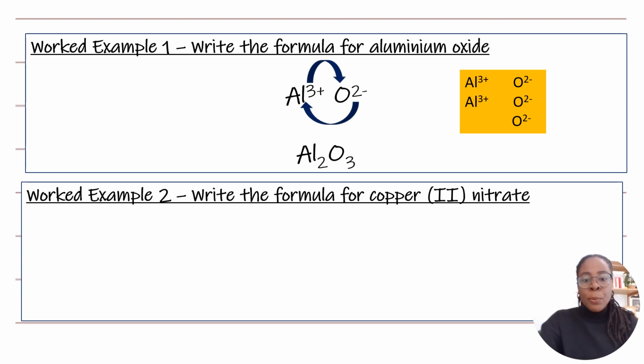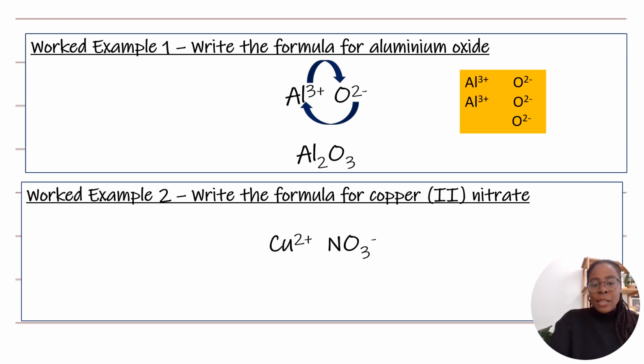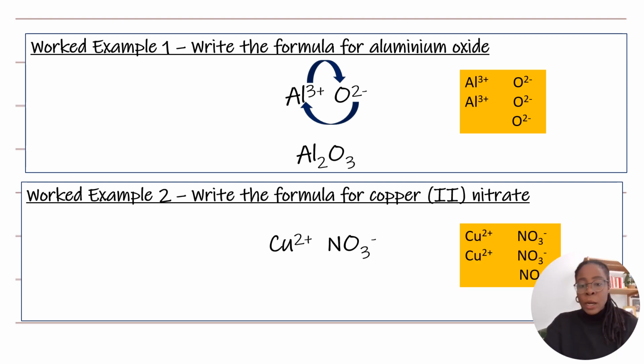For our second worked example, copper(II) nitrate. So again, which ions are involved? Well, we've got copper(II), which tells us it's Cu2+, and the nitrate ion, one of our molecular ions to know, NO3−. Just like before, we can determine how many of each we'll need for them to balance out. So in this case, we would just need one Cu2+ ion and 2 lots of NO3− in order to have 2+ and 2− and for them to cancel out.